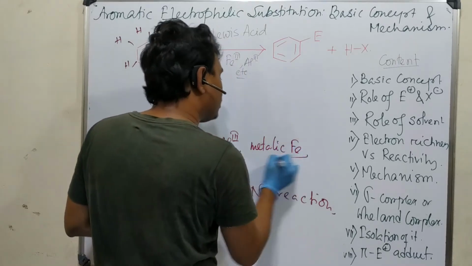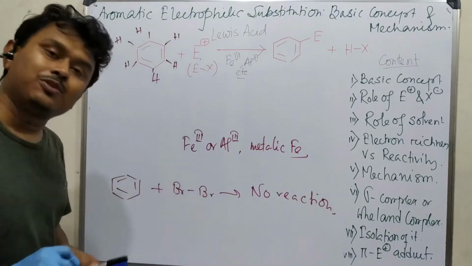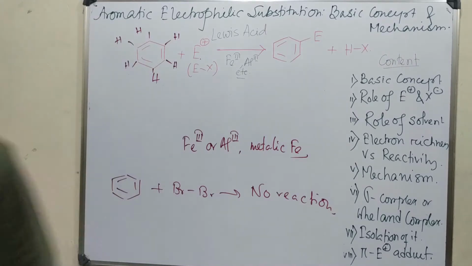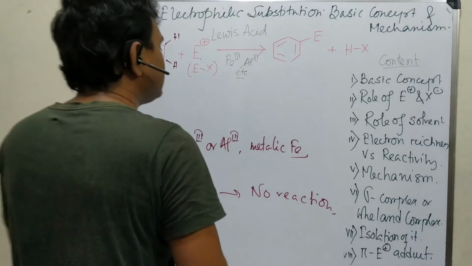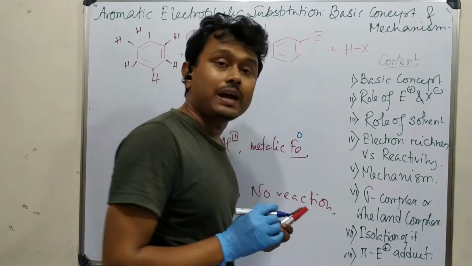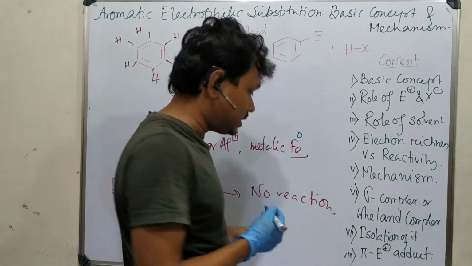Metallic iron. When I say iron 3 plus or aluminium 3 plus, it's okay, because we can understand that they need electrons, that's why they accept electrons. But when we say metallic iron, this is iron 0. How is it acting as a Lewis acid? Because it's actually electron deficient.